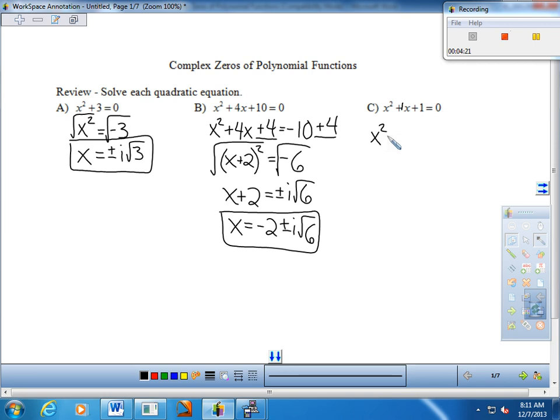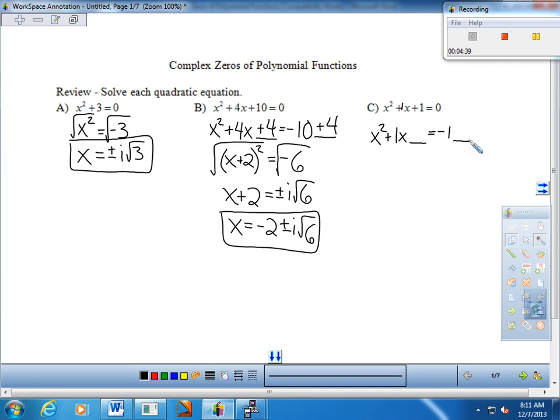Again, doesn't factor. So in this case, I kind of have a 1x. Sometimes without that 1 there, I see students get a little confused on how to complete the square. So I'll put it in just for visual assistance. Bring that 1 on over to the other side, and it becomes -1. And don't forget, of course, we need to balance.